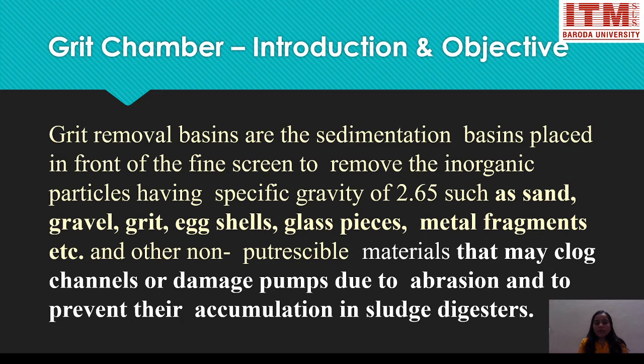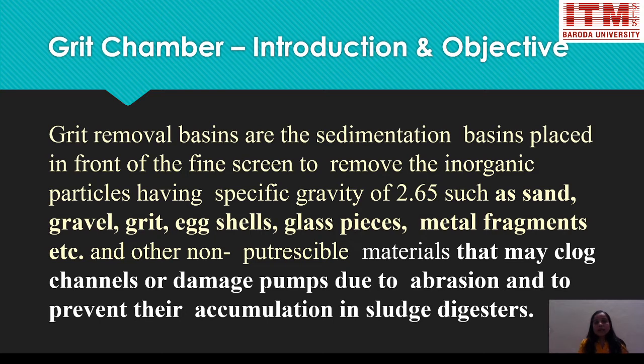So grit removal basins are sedimentation basins which are placed after the screen to remove inorganic particles having specific gravity of up to 2.65, which is more than water, such as sand, gravel, grit, eggshell, glass pieces, metal fragments, etc. And also non-putrescible material that may clog the channel or damage the pump due to abrasion, and to prevent their accumulation in the sludge digester. So this is why we provide a grit chamber.